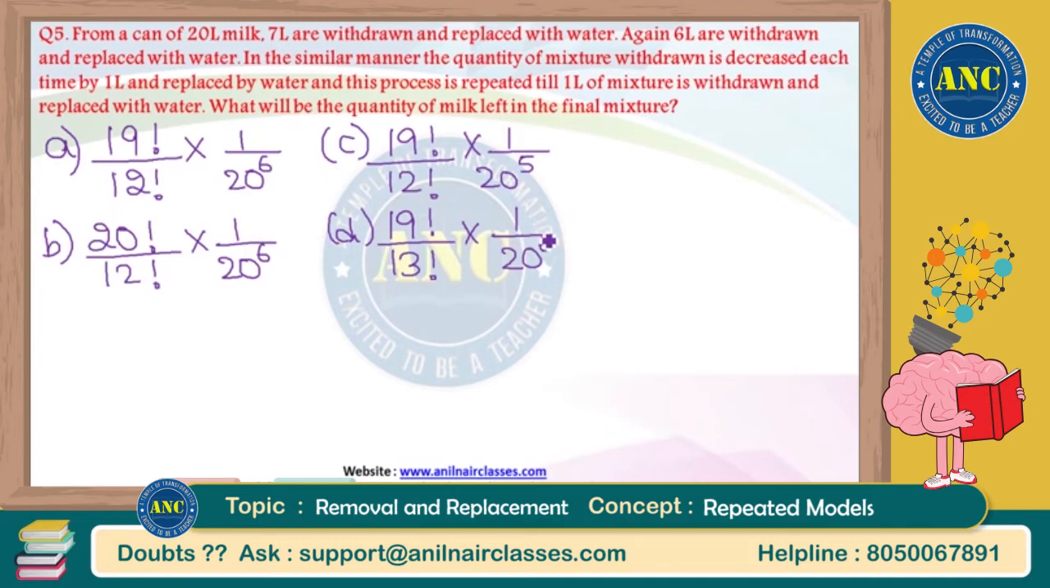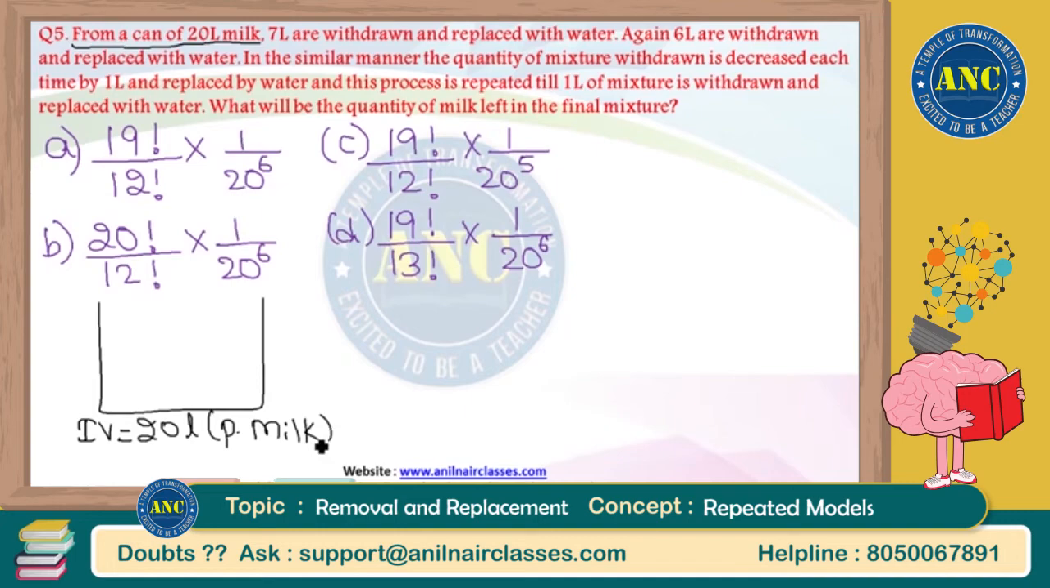Now, listen to this carefully. The logic remains the same. If you understand the logic, you can definitely solve many questions. Now, see here. The question says, from a can of 20 liters milk, that means initial volume is 20 liters of pure milk.